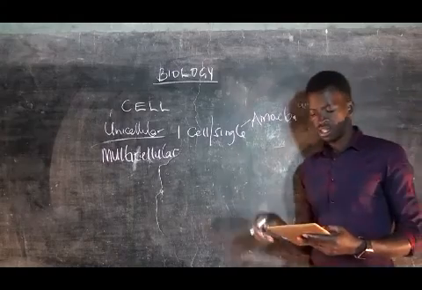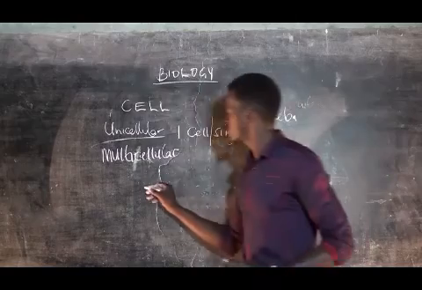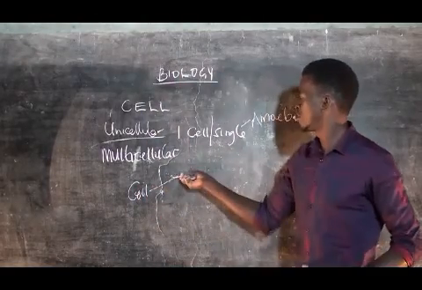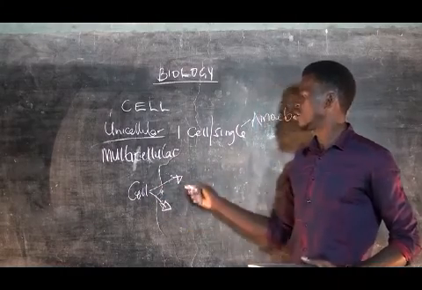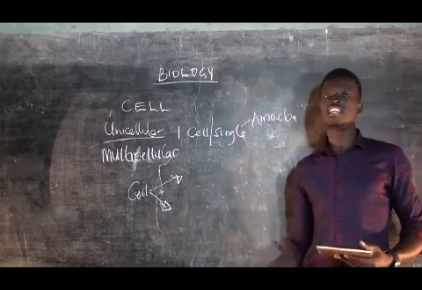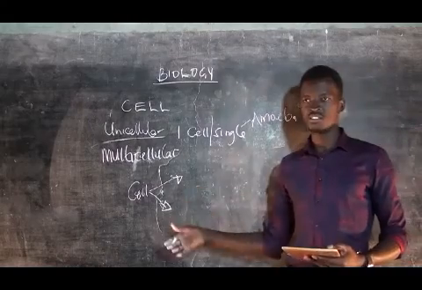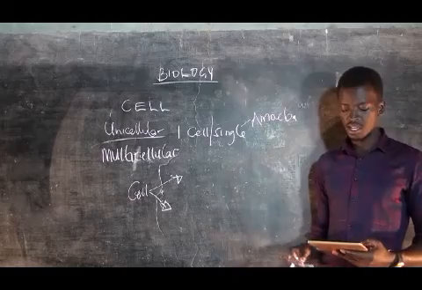How do cells originate? Usually one cell, which we call the parent cell, gives birth to other cells, which we call the daughter cells. That is called cell division. Every cell has a capacity to divide. You'll look at the details of cell division when you proceed with these videos ahead.